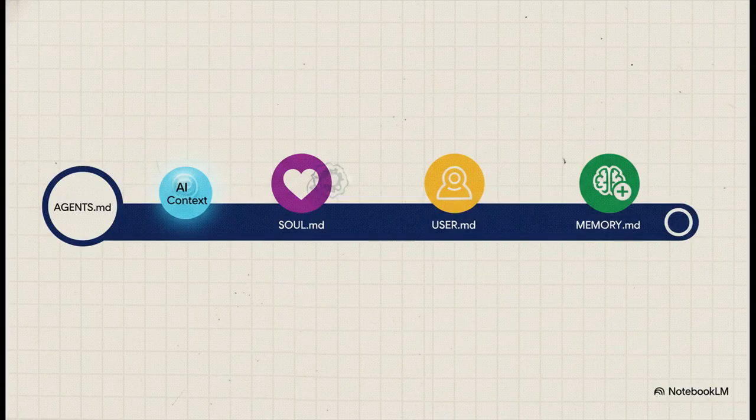As for the agents file, its most important job is just being the boss. You literally write an instruction in there telling the AI the exact order to read the other files. First soul, then user, then memory. This turns your preference into a strict, repeatable command.